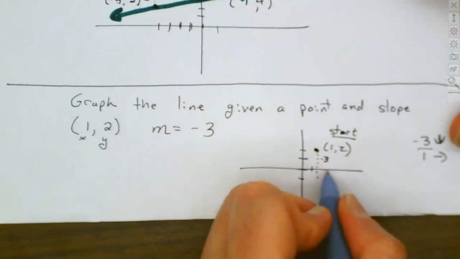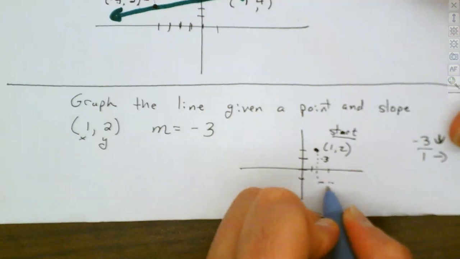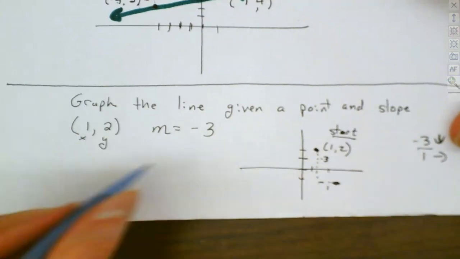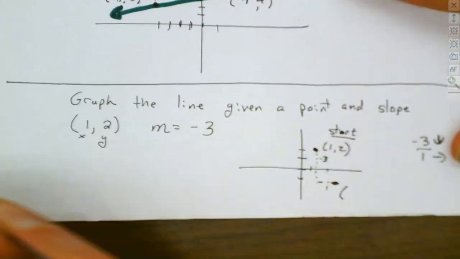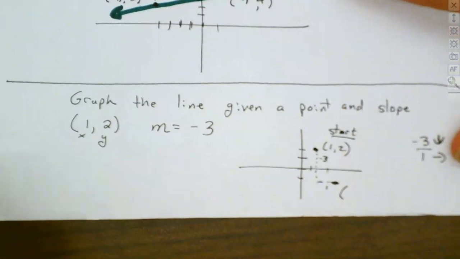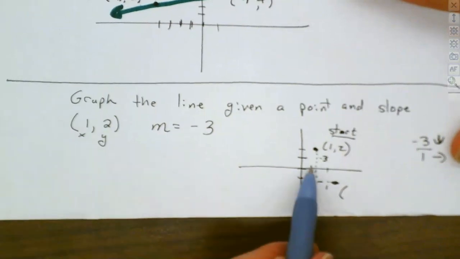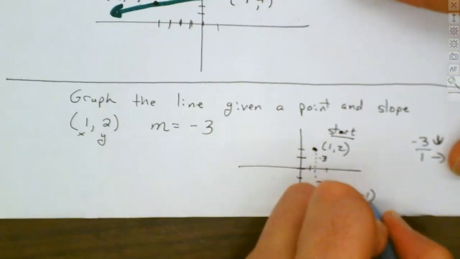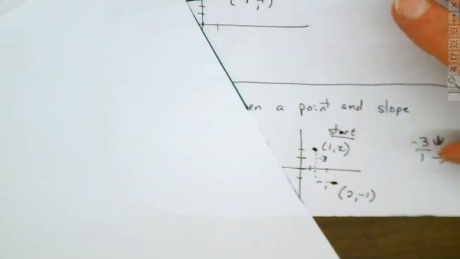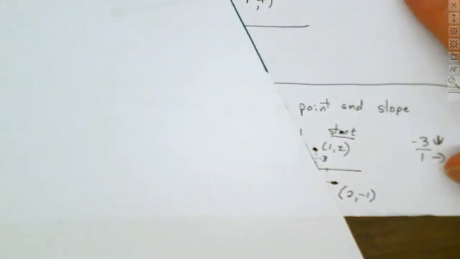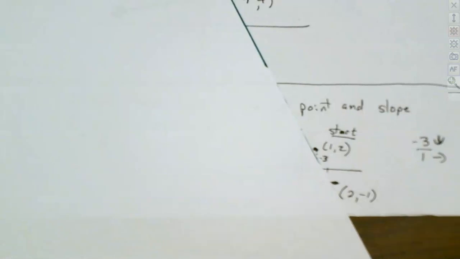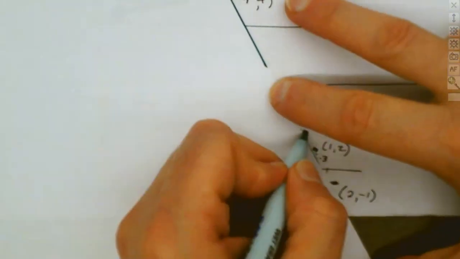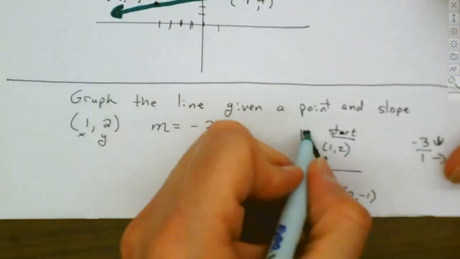And we're going to go over 1. That makes my second point, and you can label it if you want. You don't have to, but I'm going to go ahead and label this as an ordered pair. This would be at +2, comma, -1. Again, you don't have to label them. I do, though. Connect them together. And that makes our line.